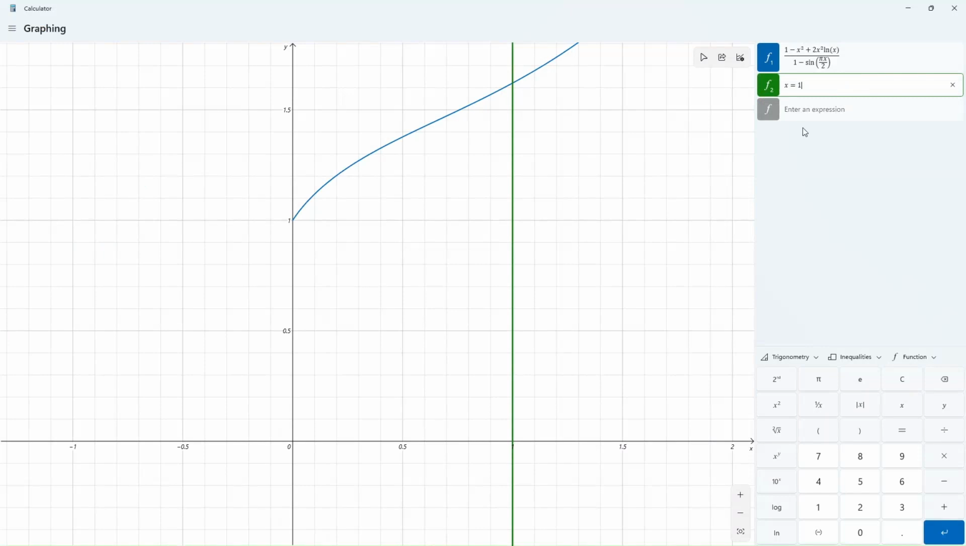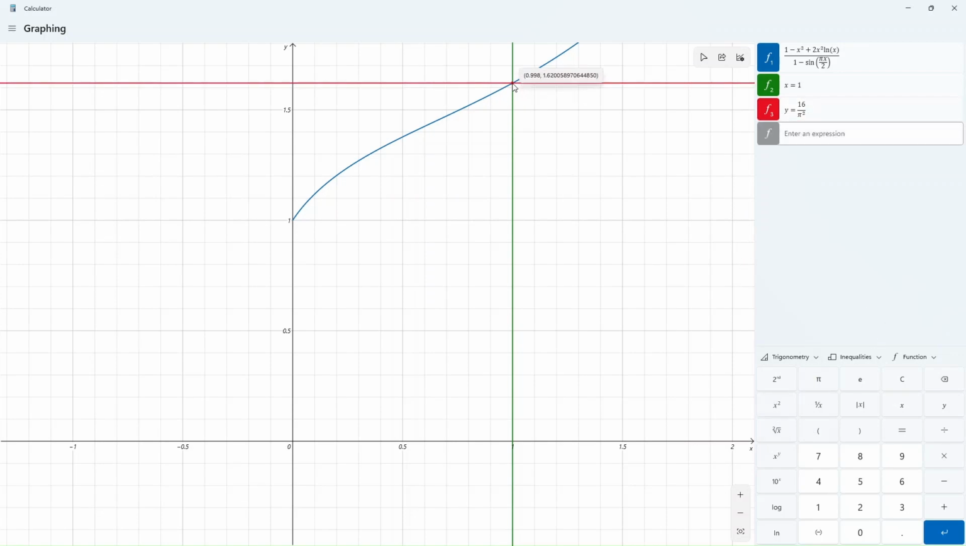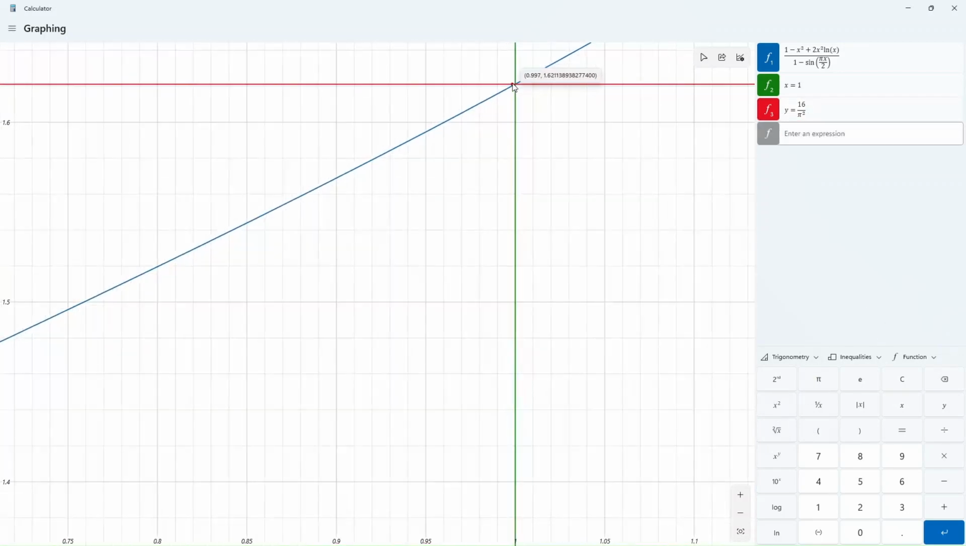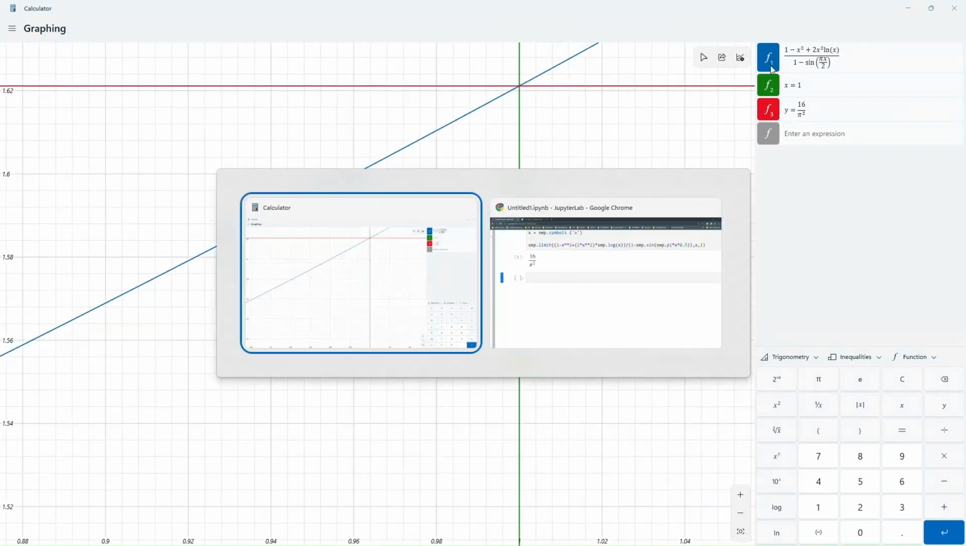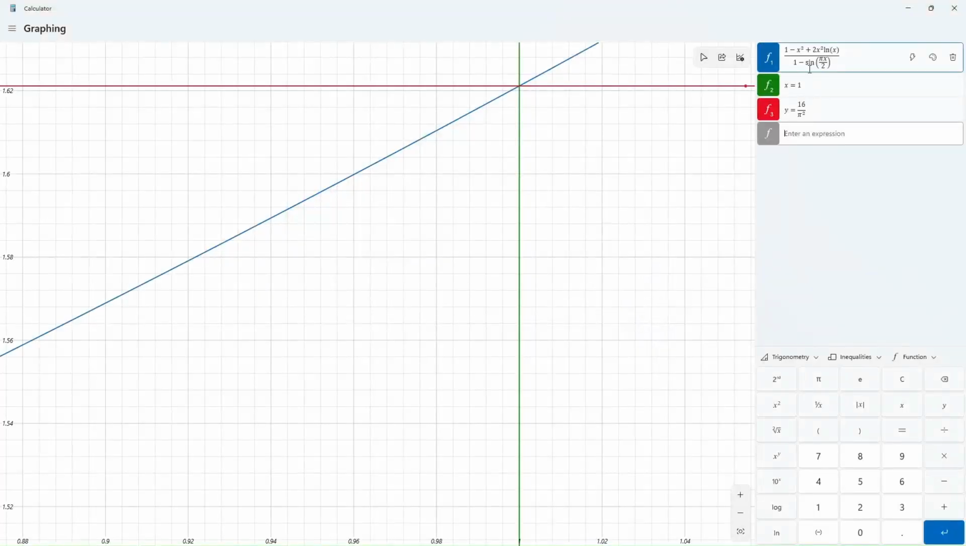Okay, now instead of x equal to that, I'm just going to write y is equal to 16 divided by pi squared. If I do that, you see over here, there's a perfect intersection of all three lines. That is the value that y approaches, or the function, this function over here, 1 minus x squared plus 2x squared ln x by 1 minus sine pi x by 2 approaches 16 by pi squared as x approaches 1.